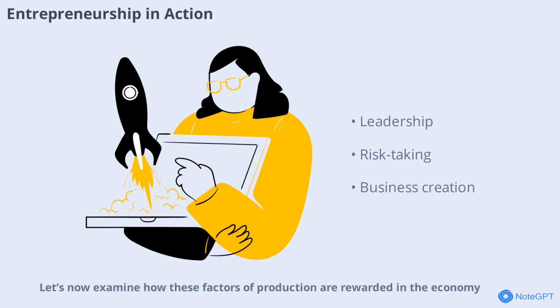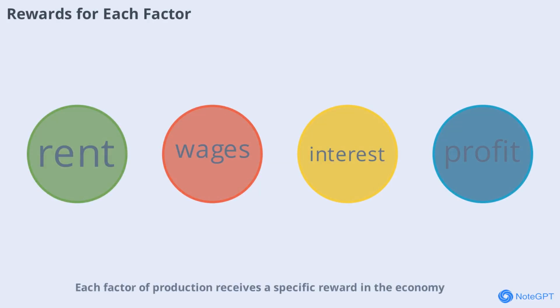Let's now examine how these factors of production are rewarded in the economy. Each factor of production receives a specific reward in the economy. Landowners earn rent, workers receive wages, capital owners get interest, and entrepreneurs earn profit. These rewards incentivize people to provide their resources for production. Understanding these rewards helps explain why resources are allocated the way they are in different industries.